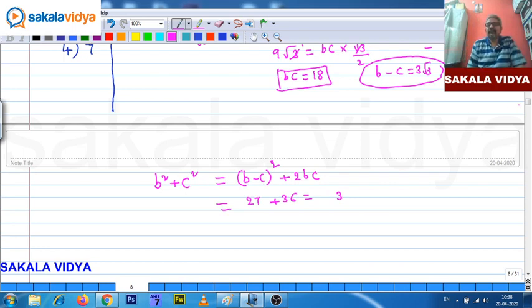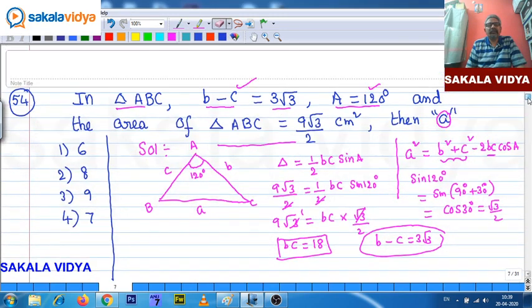Otherwise, let us go directly for the problem instead of this. Why should we waste our time? Okay. So now, as we know bc and b minus c, we need to find out a square. See, now let us find out a square right down here.